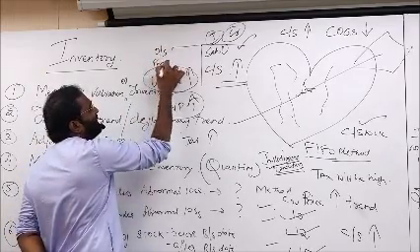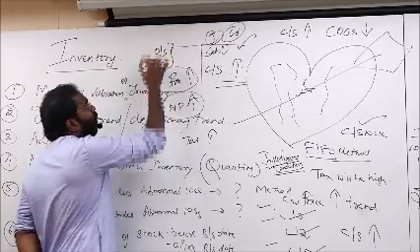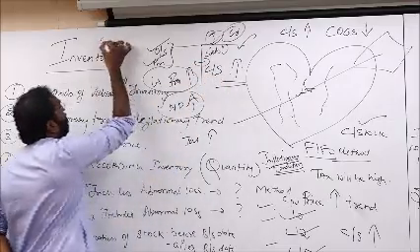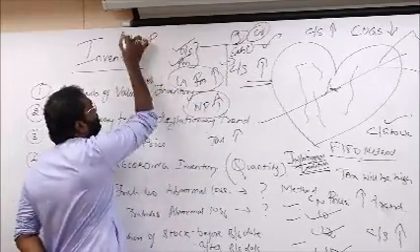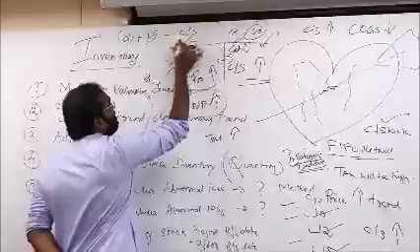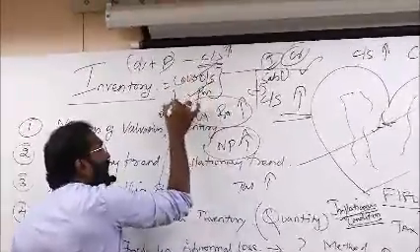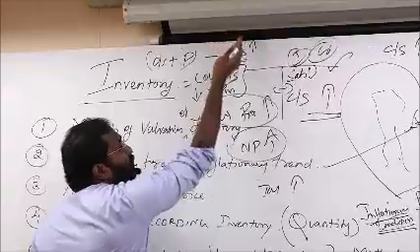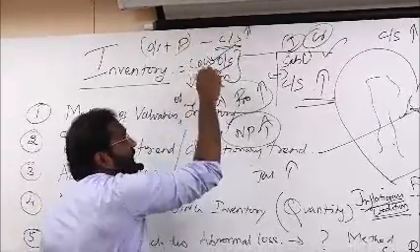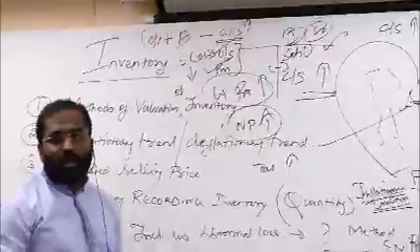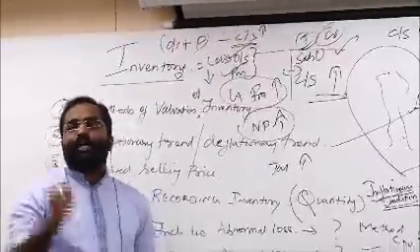Opening stock and purchases we debit in the trading account. Opening stock plus purchases minus closing stock. So opening stock plus purchases minus closing. In the minus amount, if it is more, the resultant figure COGS will be less. If closing stock is more, the more you deduct, the COGS will be less. Yes or no? Yes.